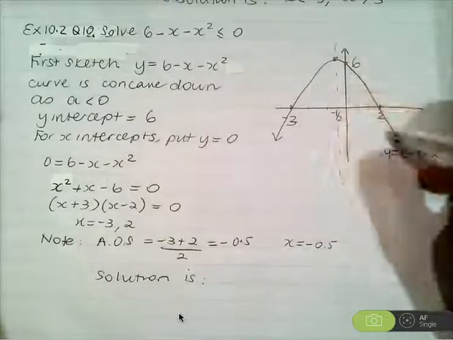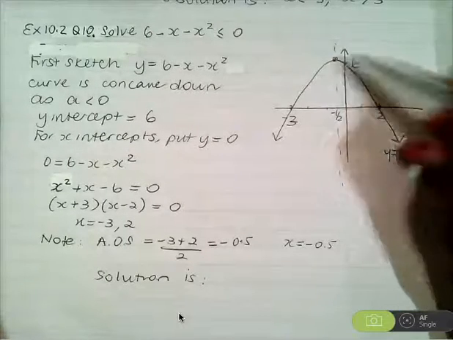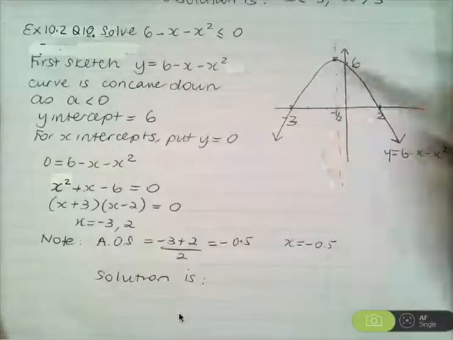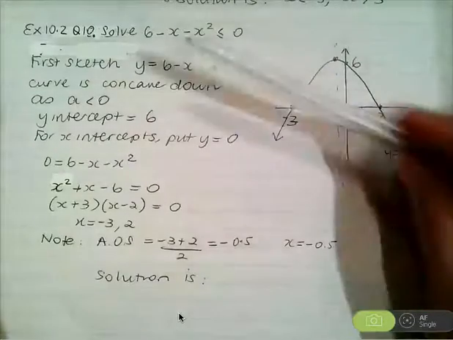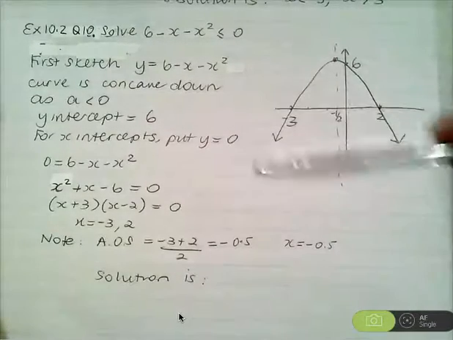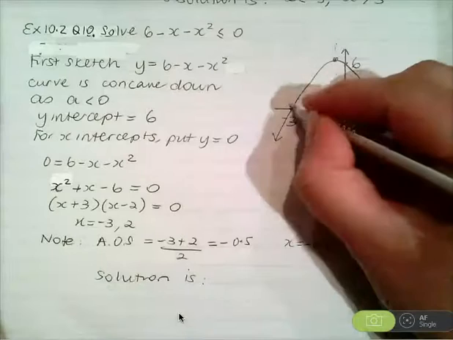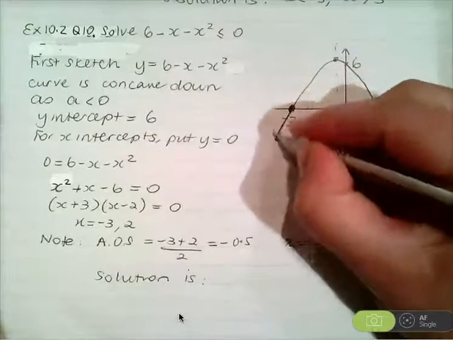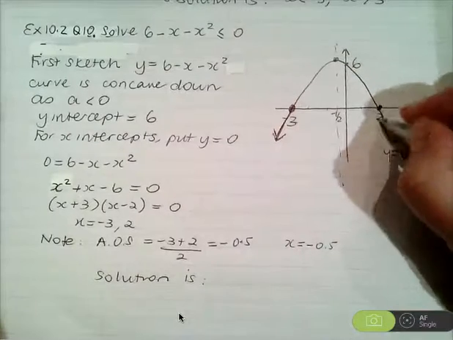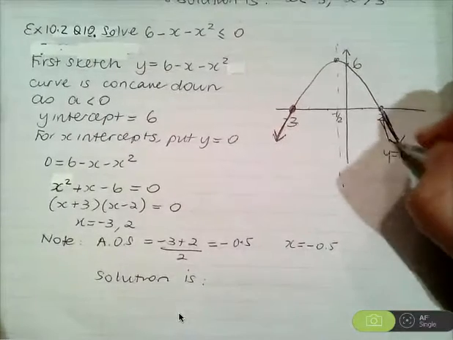So I really don't need to know what the maximum value here is, but it will be bigger than 6, that's all we know. Now we need to see where this equation is less than or equal to 0, so it can actually also be on the line or less than 0. So just shading that in here.